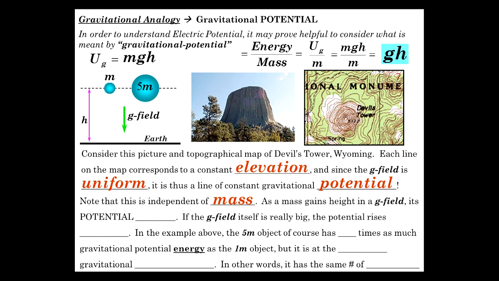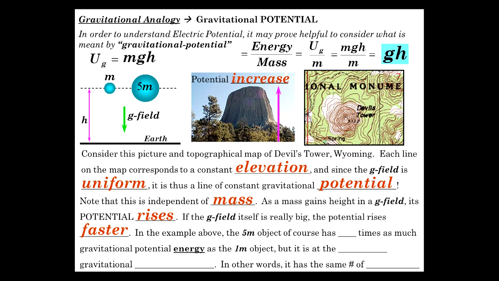Now as the mass, or the position, gains height in a G field, the potential rises. Rising potential. So that's one thing that happens. You gain elevation, you gain potential. But I don't even have to say as the mass gains height. You just go to a different height and you automatically are increasing the gravitational potential. Now if the G field is really big, very strong G in the gh, the potential rises faster as h goes up.